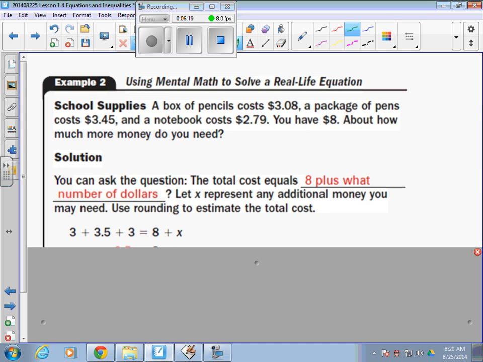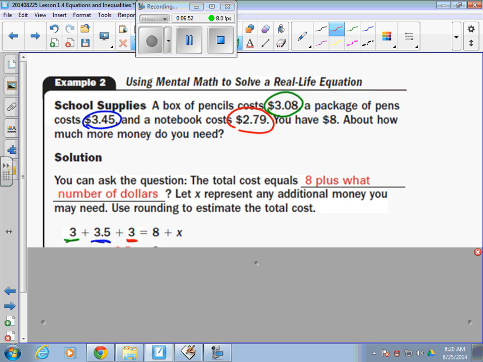So we have 3. Now notice the first box of pencils was $3.08. We represent that with the number 3. That's just rounding. We rounded down 8 cents. We're calling it about $3. $3.45, we're saying that's approximately 3.5. Plus another 3. Notice we rounded up for this next one. The notebook's $2.79, so we went up for that one. We went down a little bit on 3.08, we went up a little bit on 2.79, and then it equals 8 plus X.